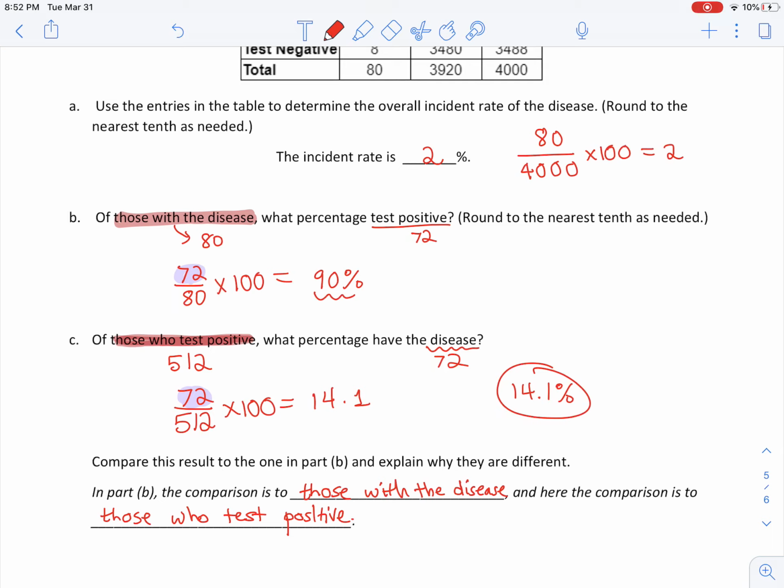So if you have the disease, there's a 90% chance that you will get the result that says positive. But just because you got a positive result, it doesn't mean that you have the disease, because there's only a 14.1% chance that you actually have this disease, even though your test says that you have it. So if that happens, then you have to just keep on going for more testing.